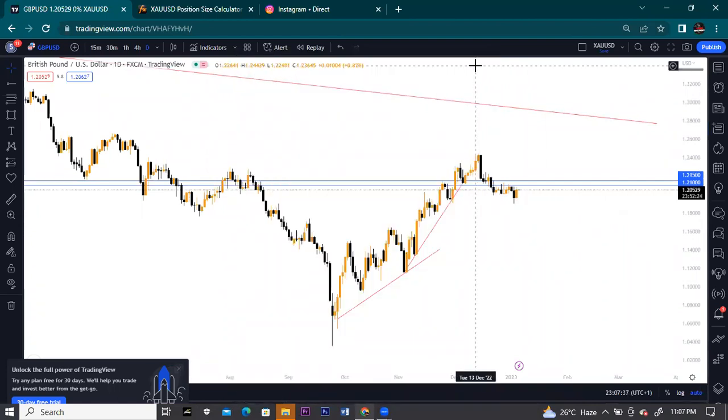Now this is it. That's why we don't use high and low alone as our trading confluences.